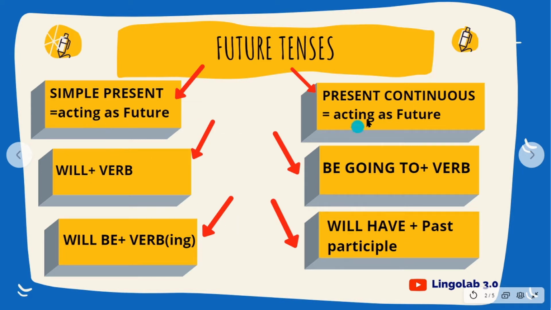I don't want to leave those two here behind because we also use simple present to express future actions, and you guys are going to see that in our next slide. So we can also use simple present and also present continuous or present progressive to express future actions. So let's go ahead and see those slides.